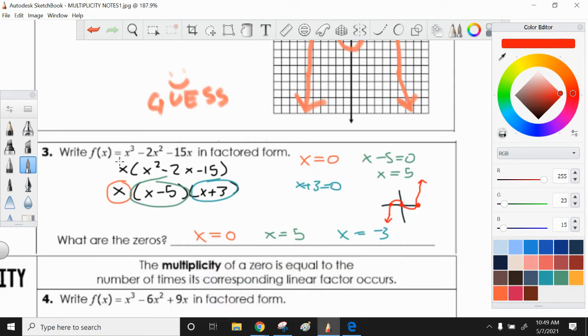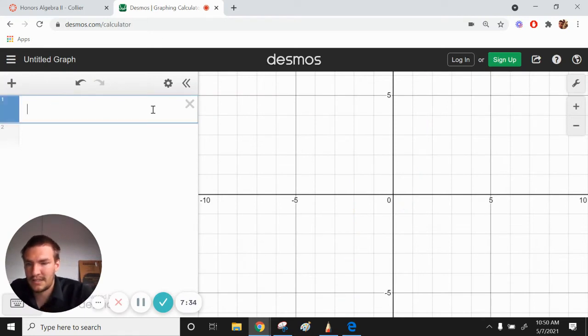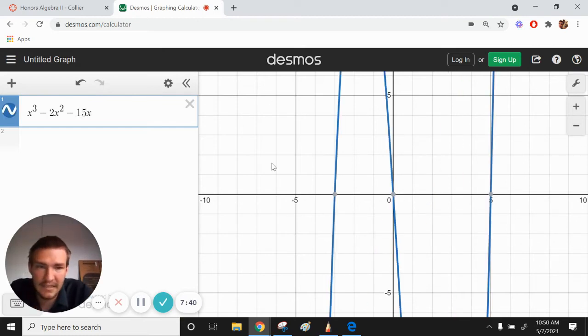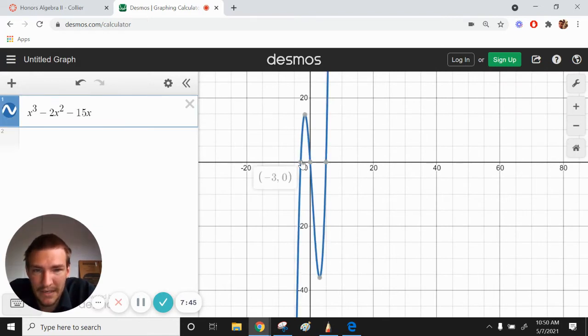And I can double check that. X cubed minus 2x squared minus 15x. Let's see here. X cubed minus 2x squared minus 15x. Yeah, it looks like it's much more up and down than I have, but -3, 0, 5. Exactly how we thought. Odd, positive, low to high.